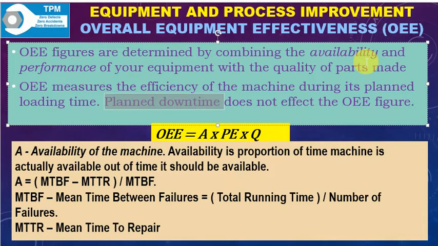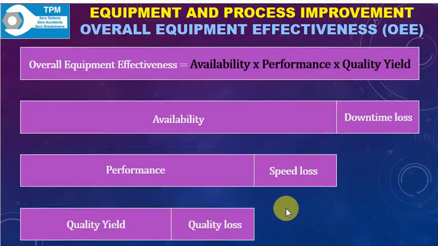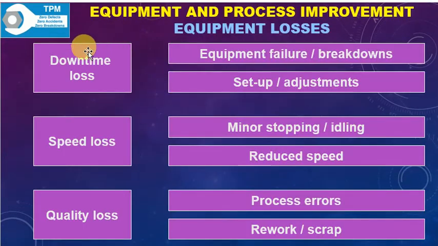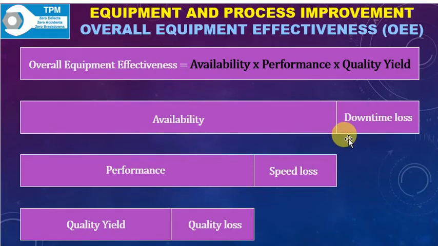Now next, what are the three different losses? This is called the losses. Here we discussed in the last slides the equipment losses: downtime loss, speed loss, and quality loss. These losses are reflected in OEE. Availability includes the downtime losses, performance includes the speed losses, and quality yield includes the quality losses. If we reduce these losses, then we can increase the OEE.